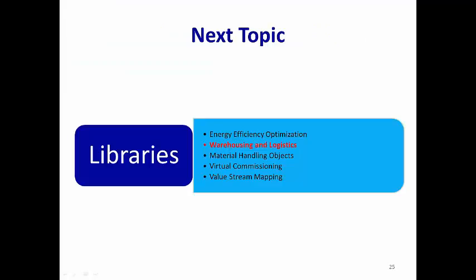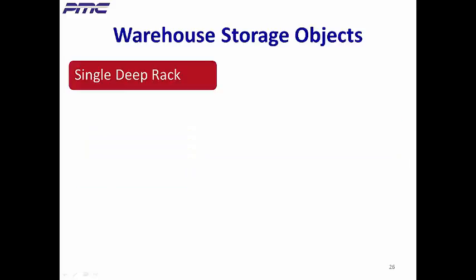the warehousing and logistics library provides numerous objects that slash the time required to build, analyze, and optimize a warehouse model. Visualization includes informative 2D icons and realistic 3D icons. For example, the warehousing and logistics library provides several storage objects that provide detailed modeling of various storage objects commonly found in warehouses. The first high-level storage object is the single deep rack.